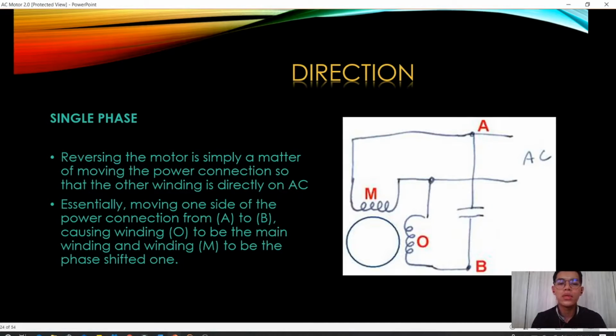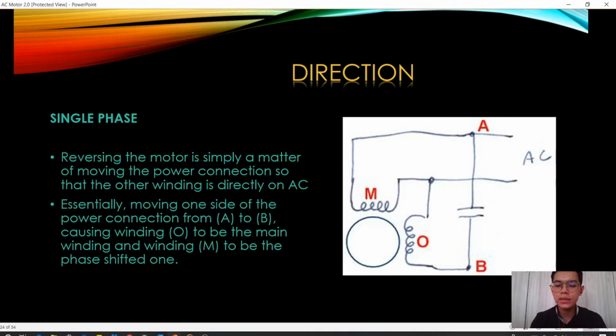We also want to control the direction of rotation for the motor. In the single phase, we can do it by reversing the motor. Reversing the rotation of the motor is simply a matter of moving the power connection so that the other winding is directed on the AC. Okay, moving one side of the power connection from A to B, the connected power A we change to B, causing winding O to be the main winding and winding M to be the phase shifted one.